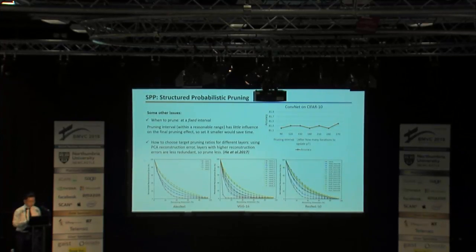And some other issues. Firstly, when to prune, we find that different pruning intervals generate similar performance. So we choose smaller pruning intervals, for example, like 90 iterations. We find that we could save time if we choose smaller pruning intervals, and we set the pruning ratio. Pruning ratio means the proportion of weight groups to be pruned of each layer by PCA analysis, which is like a previous paper.